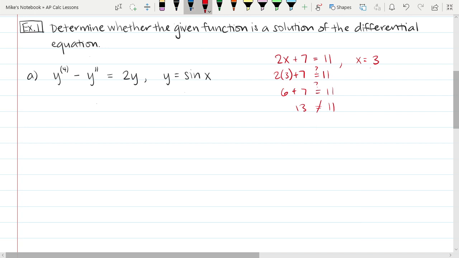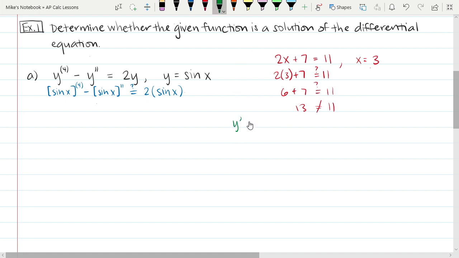So we're starting really by looking for the fourth derivative of the sine of x minus the second derivative of the sine of x. And we're checking, does that equal 2 times y, which remember is the sine of x. So to find the fourth derivative of sine of x, we actually need to find each of the derivatives. So off on the side, let's do that.